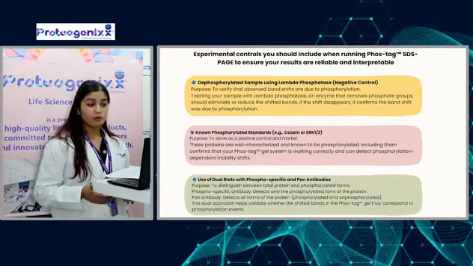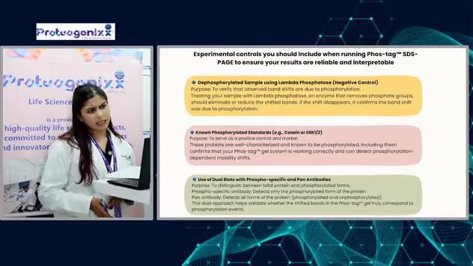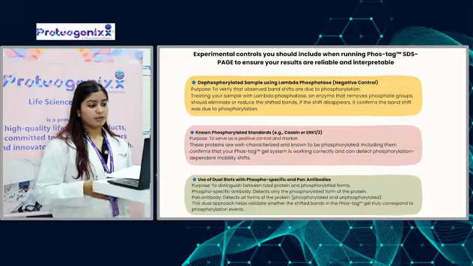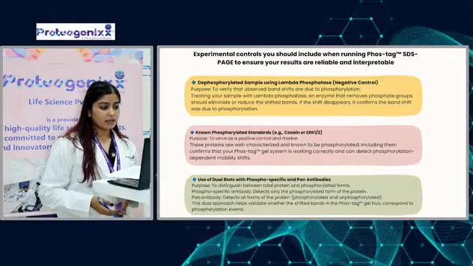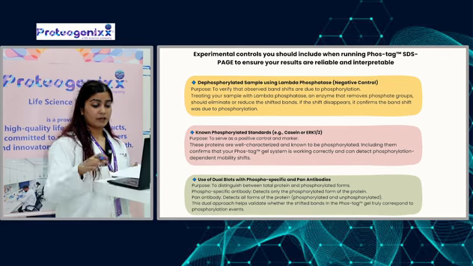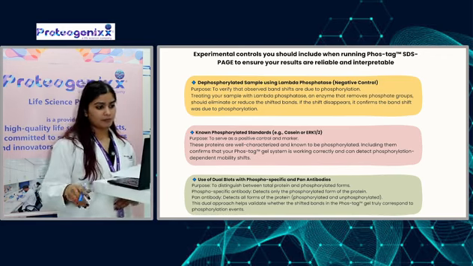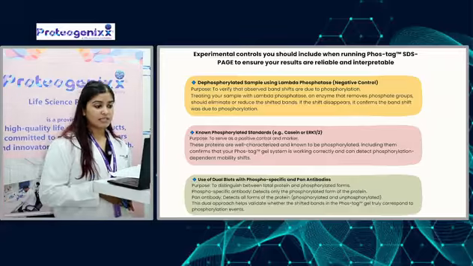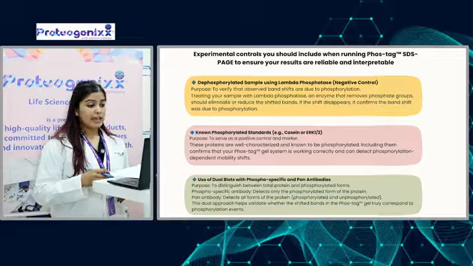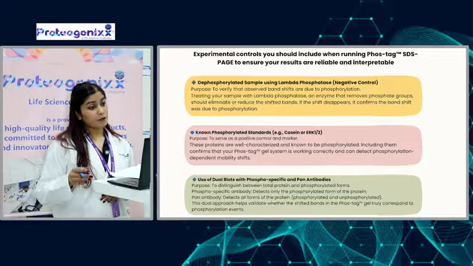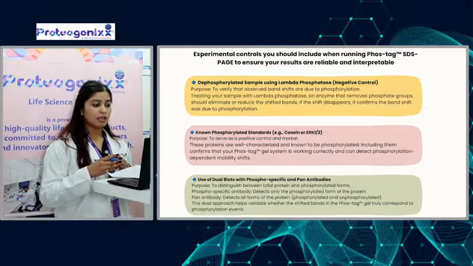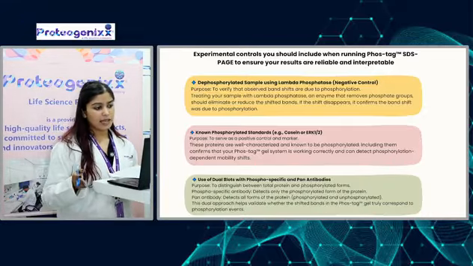So if your band disappears after the treatment, it confirms that your band shifts were due to a phosphorylation event. Also, we can incorporate known phosphorylated proteins like casein and ERK1 and 2, which are well characterized phosphorylated proteins. Including them in your experiment validates that your phosphate system is working properly. And also we can perform dual blots with phosphospecific and pan antibodies. This helps distinguish between total proteins and phosphorylated proteins, because the phosphospecific antibodies will only detect the phosphorylated forms of the protein, and the pan antibodies will detect all forms of the protein.